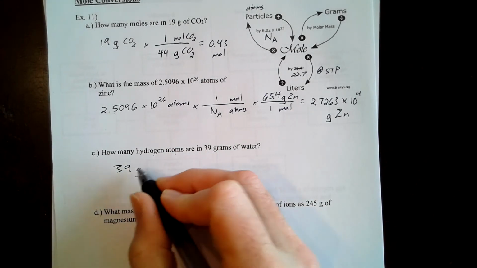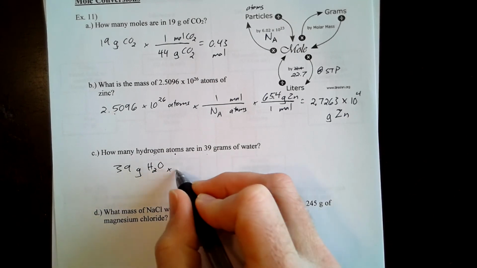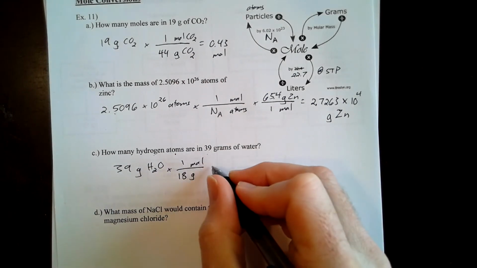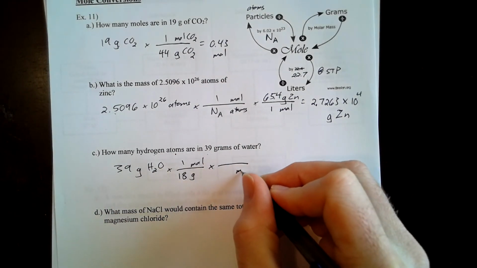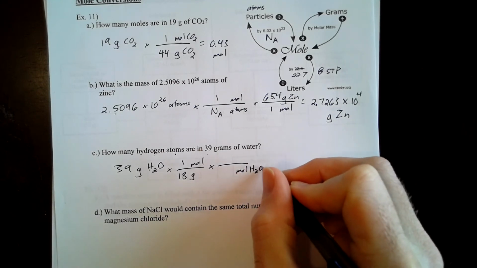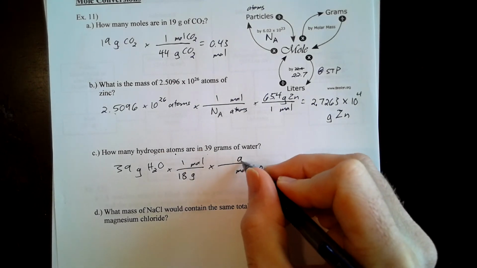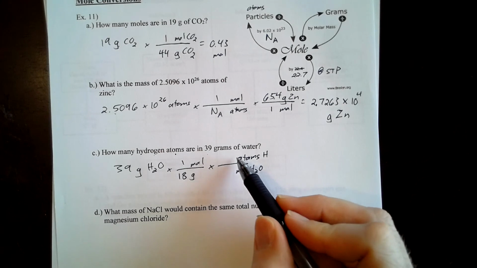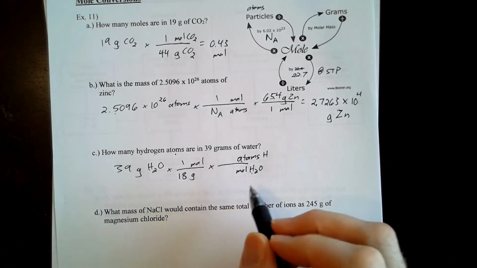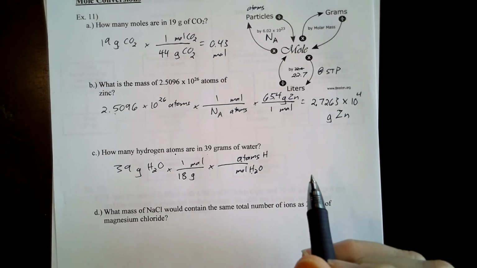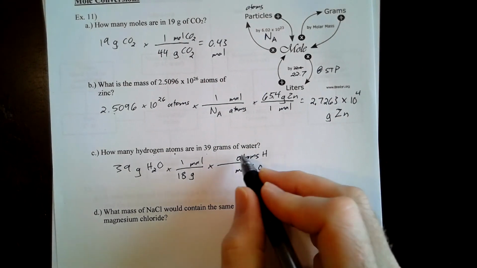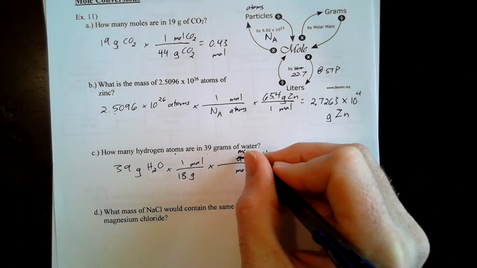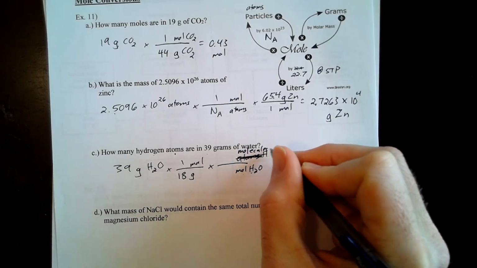So 39 grams of H2O, grams to moles. The molar mass of water is 18. And then change moles of water into atoms of hydrogen. Well, you think how many atoms of hydrogen are there in, oh, wait. Hold on. Yeah. Moles of H2O, I was one step ahead, into molecules of H2O. Sorry.